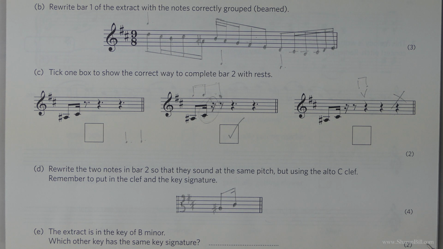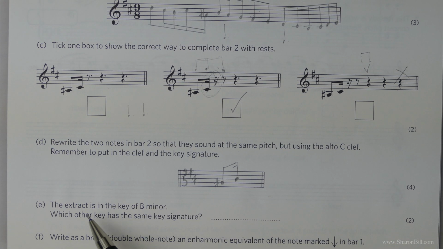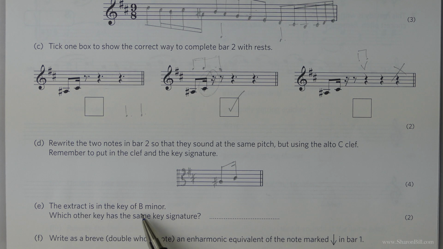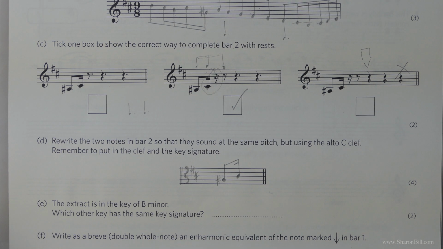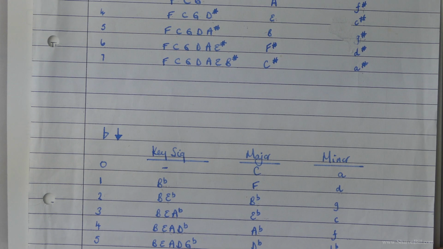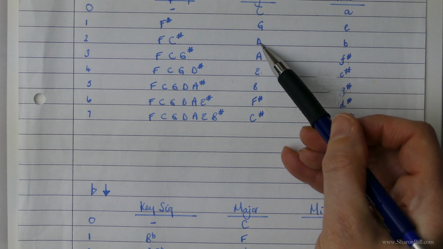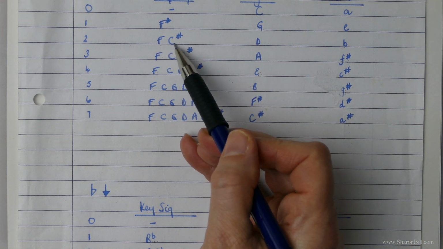There we go. And now, just generally speaking, it tells us that the extract is in B minor, and we're asked which key has the same key signature. So we're looking at the relative major. Now, if you've got your circle of fifths drawn out before you start this paper, which is something that I do recommend you do, that question's already nicely answered. So B minor and D major both share a key signature of 2 sharps.